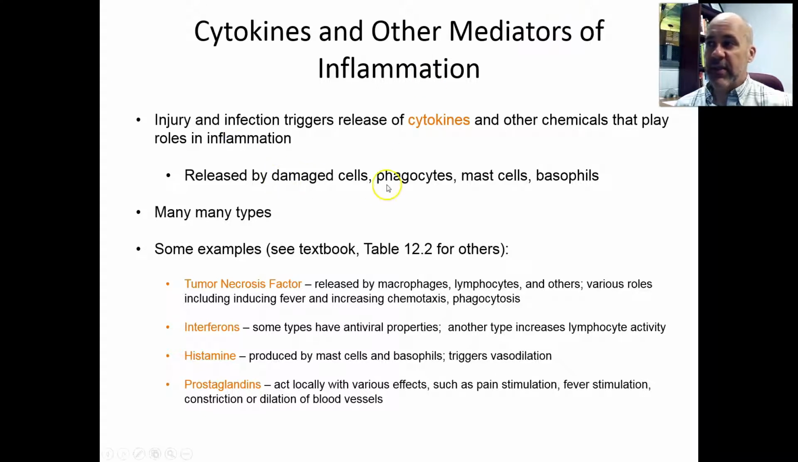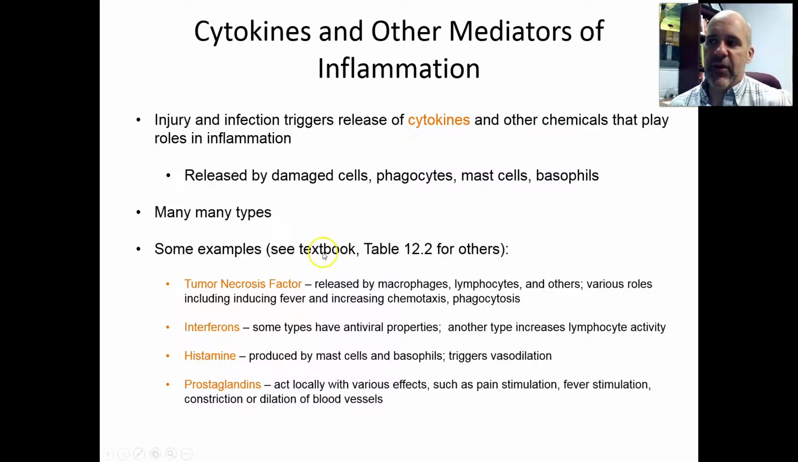They get released by damaged cells, phagocytes, mast cells, basophils, and so forth. Cytokines are very complex. There are many different types. Almost all of them have multiple responses that they trigger. You could take an entire class learning about nothing but cytokines. There are people who do immunology research and spend their entire careers studying one or two of these cytokines and all of the complex processes that they trigger.